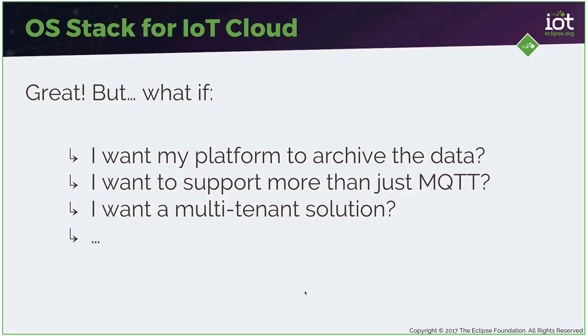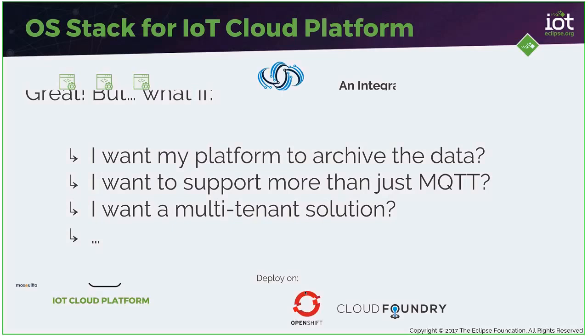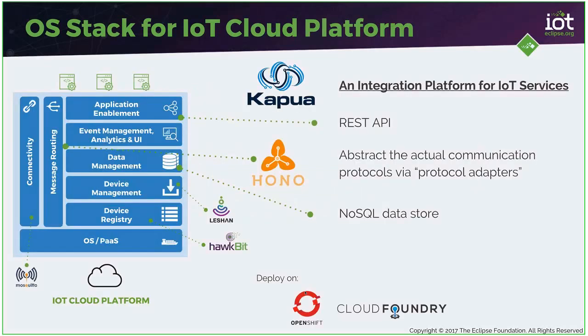Or even more so, what if I want a multi-tenant solution? I want to make sure that for data that comes into my backend platform, I'm able to figure out whether it comes from customer A or customer B, because I have strong requirements of making sure that the data doesn't end up in the same data center when it comes to storing the data, processing the data, etc. So this is where you need a more complete cloud platform, and that's what Eclipse Kapua is all about.